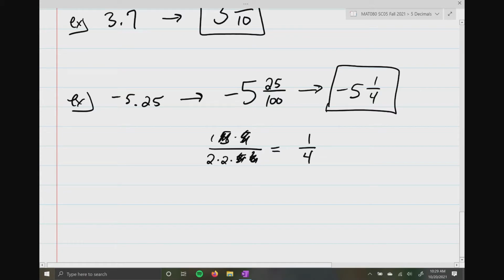Does that make sense, everyone? All right. 2 more things in this section, and then we're going to move on.